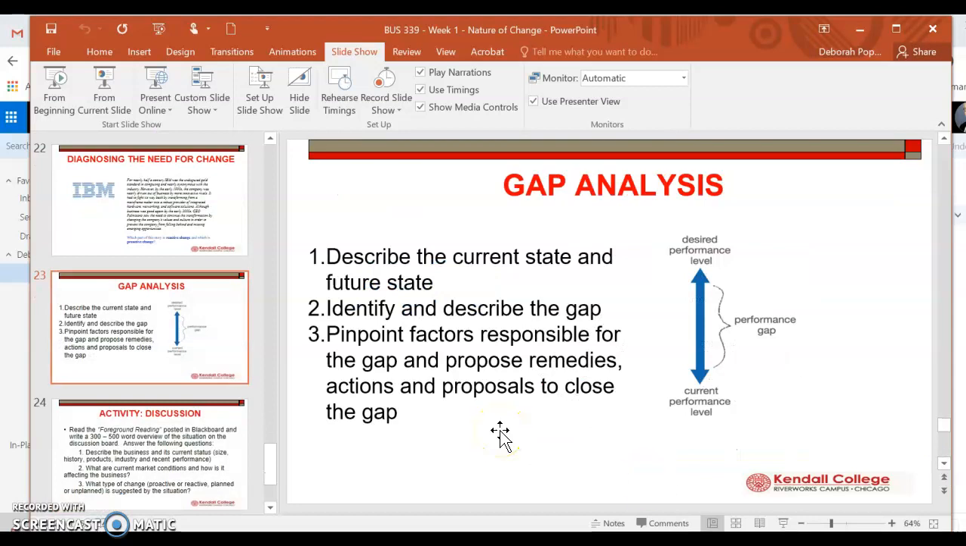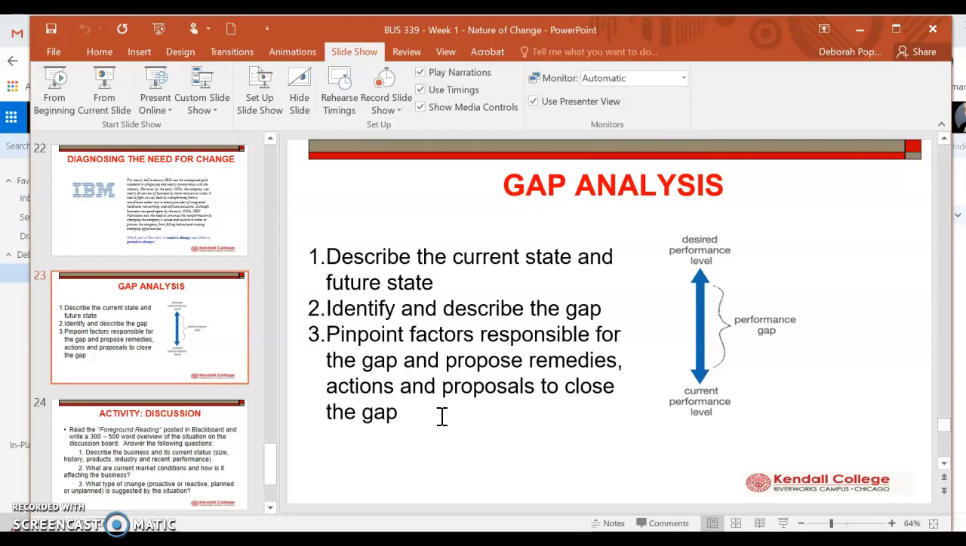How do you know what a gap is? This is one of your assignments: how do you perform a gap analysis? And basically a gap analysis is just comparing where your current performance is and what your desired performance is, and what the factors are that are responsible for the gap, and coming up with ways to remedy those factors that might be causing the gap.